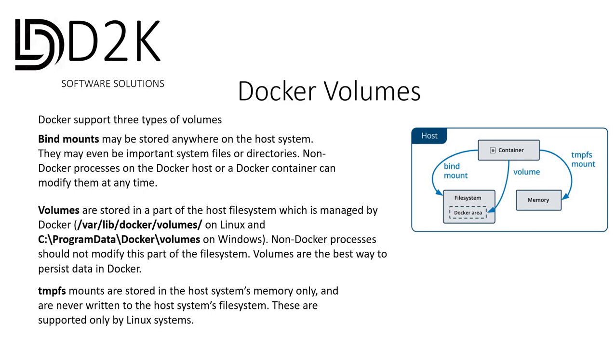The third type is tmpfs. Tmpfs mounts are stored in the Docker host system memory only and never written to the host file system. So when you stop the container, whatever tmpfs data was generated will be lost automatically. One limitation is that these are supported only on Linux systems. So we talked a little bit about bind mounts and volumes.